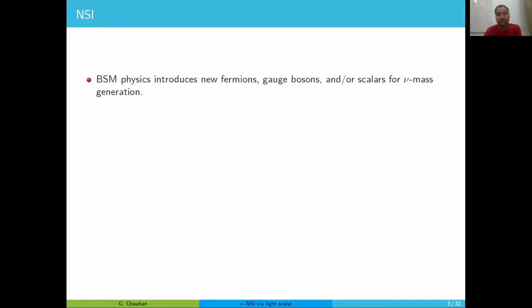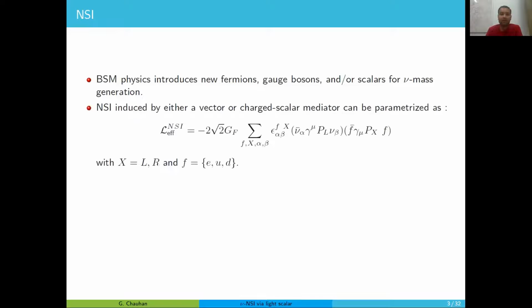So the usual BSM physics always introduces either new fermions, gauge bosons, or scalars for neutrino mass generation. Neutrino non-standard interactions, written succinctly as NSIs, can be induced by a vector or a charged scalar mediator. Then they are parameterized in this neutral current form, in analogy with the standard model neutral current form.